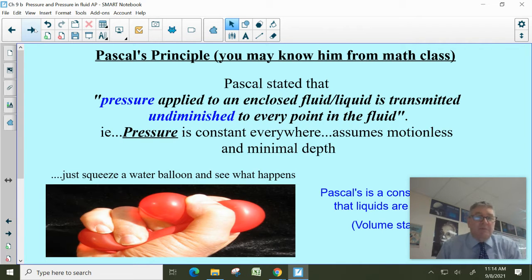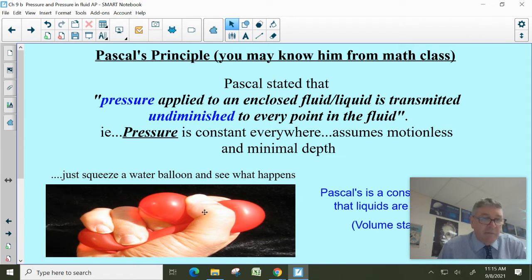Now, this brings up Pascal's principle, and I would like you to write this down. You probably have seen Pascal from math class. I'm sure they've talked about Pascal. He did a bunch of math stuff. He stated the following. He said, the pressure, and be careful, not the force, but the pressure applied to an enclosed fluid, this is a fluid enclosed, not open to the atmosphere, that pressure is transmitted undiminished to every point in the fluid. So the pressure is transmitted undiminished to every point in the fluid. And we'll take a look at what that means, or how we apply that. So it says the pressure everywhere is constant, as soon as it's motionless and at minimal depth. And I'll explain what that means a little bit later.